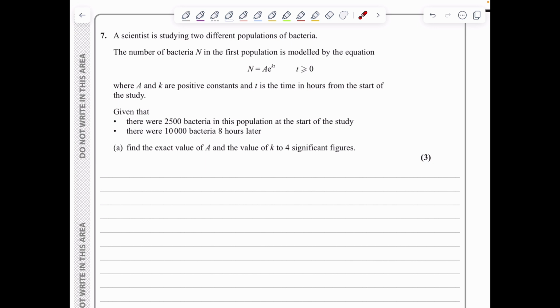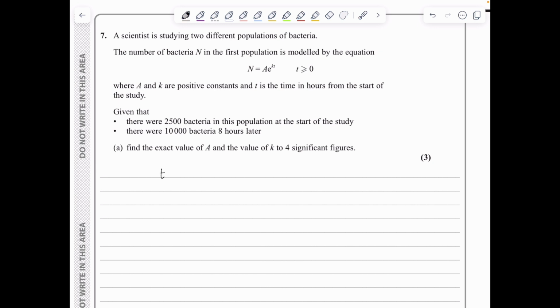In question 7, we've got a scientist studying two different populations of bacteria. The number capital N of bacteria in the first population is given by capital N is capital A e to the kt. And we are told that there were 2,500 bacteria at the start of the study and 10,000 bacteria 8 hours later. Well, we need to determine the exact value of A and the value of k to four significant figures. So let's start with the first piece of information.